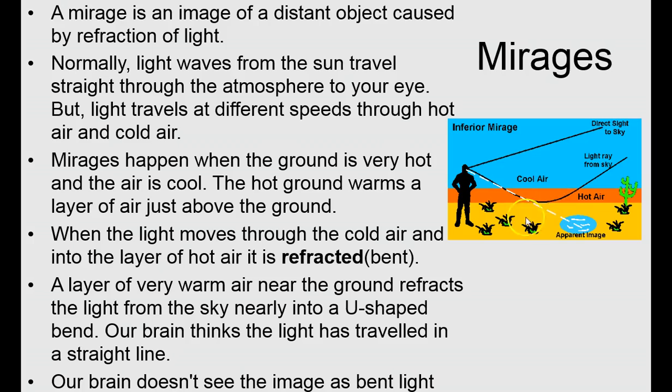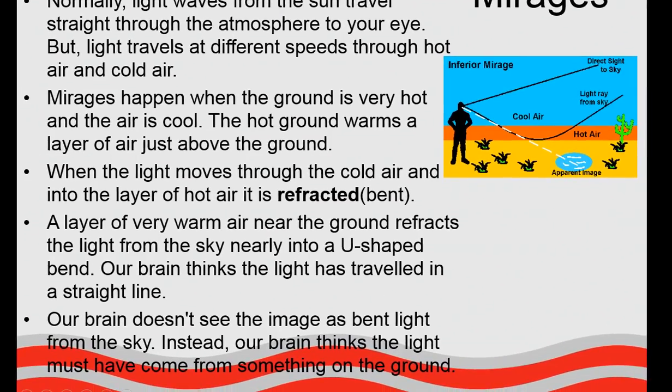Mirages happen when the ground is very hot. The ground is hot, this is why I said the summer, and the air around it might be a little cooler. So mirages tend to happen in the early morning maybe, or mostly late afternoon, when the ground has been heated all day and then starts to cool down. The hot ground warms a layer of air just above the ground, shown as this orange stripe in the image. When the light moves through the cold air and then hits the hot air, it's bending. Do you see this bending? It's refracted. A layer of very warm air near the ground refracts the light from the sky into a U-shaped bend.